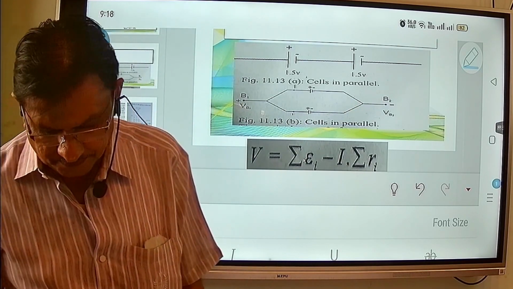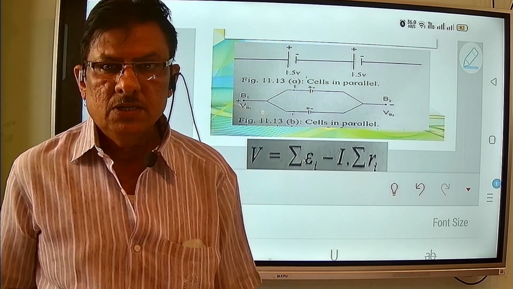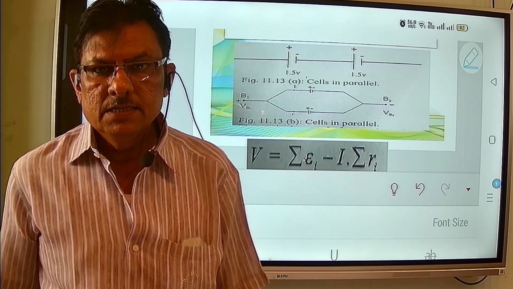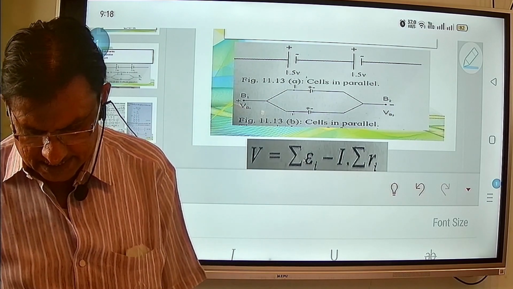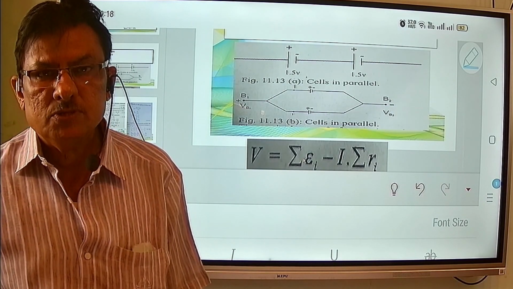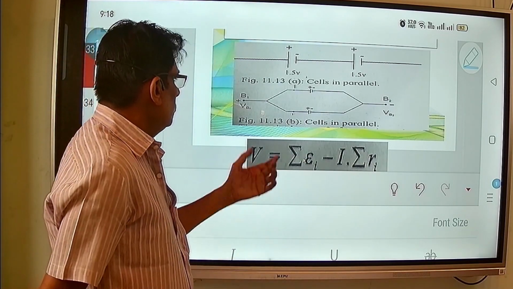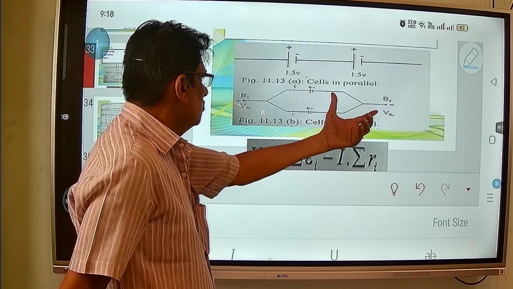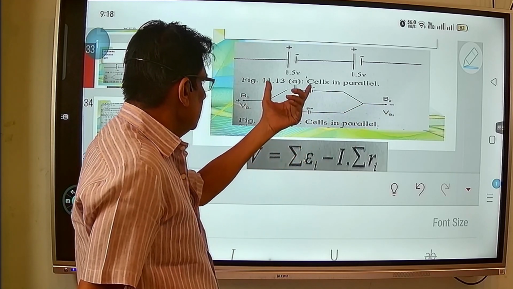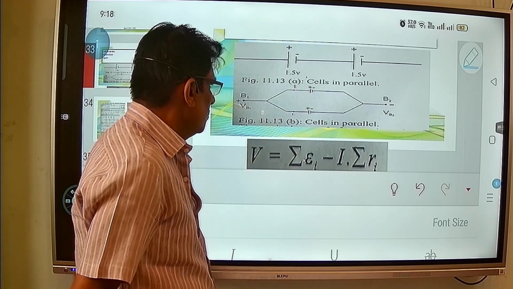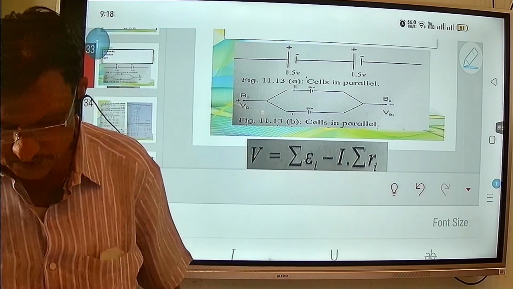Now, this circuit which you are watching is for the parallel. When we say that it is in parallel, here we are taking only two cells. Now what will happen to these two cells? Suppose across these two points B1 and B2, if I consider these two EMFs E1 and E2, what will be the resultant? What will be the answer for that?